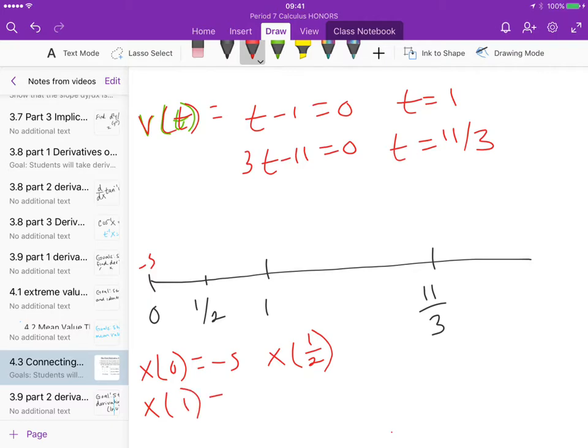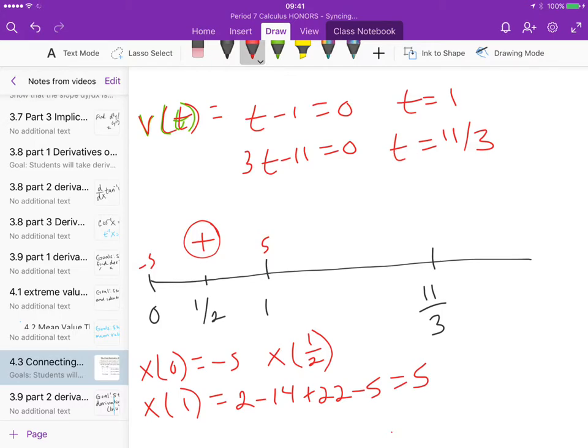So x of 1 in this case, well, it becomes 2 minus 14 plus 22 minus 5 in this case. I guess you didn't really need to find out what was happening at 1/2 anyway, because you can see what's going on between 0 and 1 once you do the math. So 2 minus 14 plus 22 minus 5 should give us 5. So from 0 to 1, we know that is increasing. So that's going to be a positive.